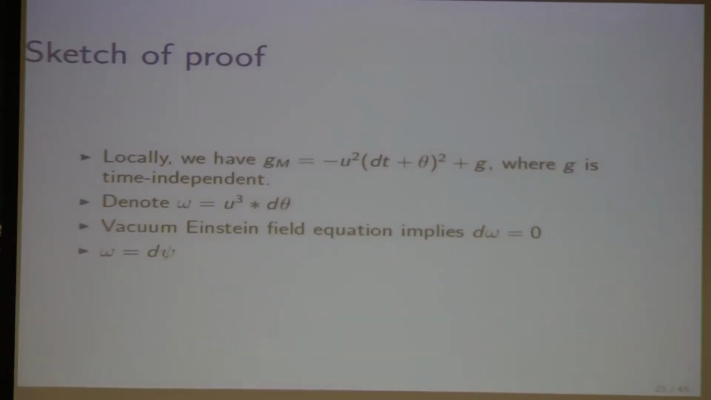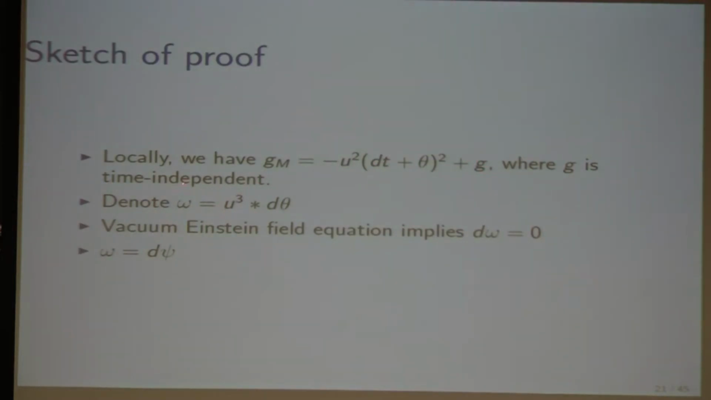As we mentioned before, this expression does not hold in the whole space-time. In general, we do not know whether it holds or not. But locally, this always holds. We can find coordinates around a point so that the Lorentzian metric has this form. G is some Riemannian metric in the space direction, and U, theta, G are time independent.